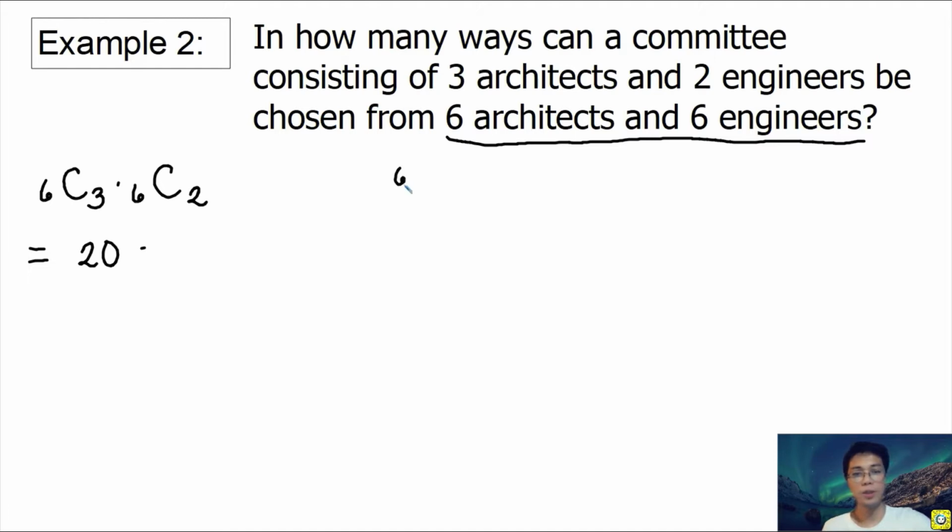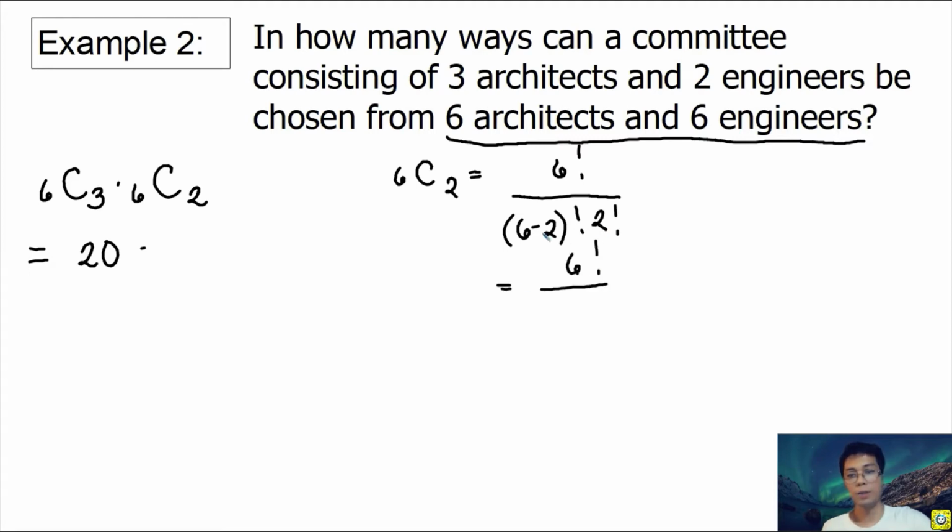So, si 6 choose 2, that's equal to 6 factorial over quantity 6 minus 2 factorial, 2 factorial. So, that's 6 factorial. Subtract natin. 6 minus 2 is 4. So, that becomes 4 factorial, 2 factorial. Expand natin si 6 factorial hanggang 4 factorial. So, 6 times 5 times 4 factorial over 4 factorial, 2 factorial. So, let's cancel.